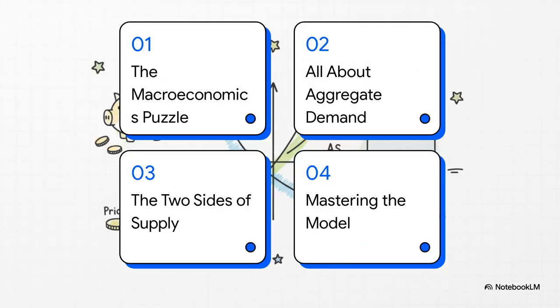So, here's our game plan. We're going to treat this like we're solving the macroeconomics puzzle. First, we'll break down one side of the board, all about aggregate demand. Then we'll get into the tricky part, the two sides of supply. And finally, we'll put all those pieces together so you can really master this model.